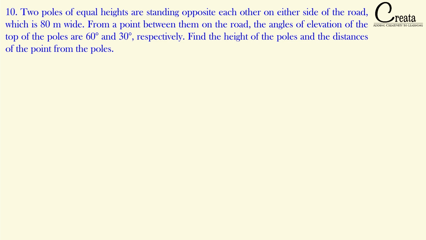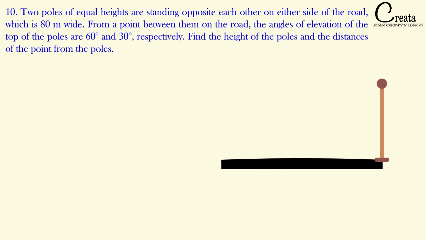Let's observe the question. This question is talking about two poles on either side of the road. So this is a road in between the two poles. The length of the road is given as 80 meter. The height of poles are given as equal to each other. Let's assume the height as h. So the height of both poles are equal to h meters.